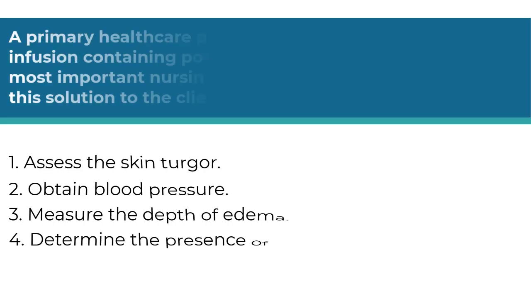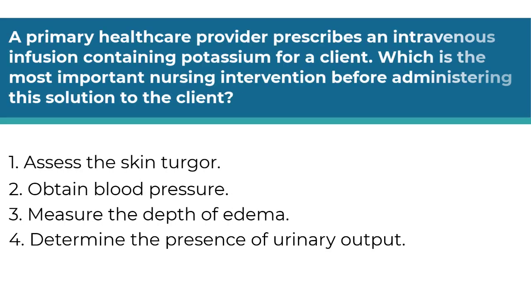A primary healthcare provider prescribes an intravenous infusion containing potassium for a client. Which is the most important nursing intervention before administering this solution to the client? Number 1, assess the skin turgor. Number 2, obtain blood pressure. Number 3, measure the depth of edema. Number 4, determine the presence of urinary output.